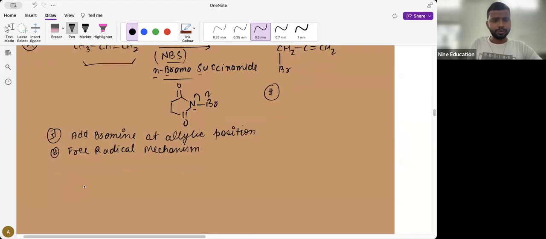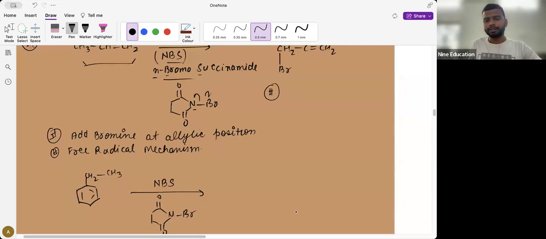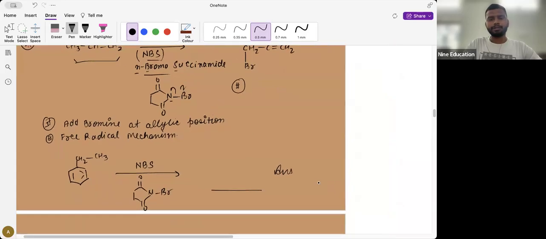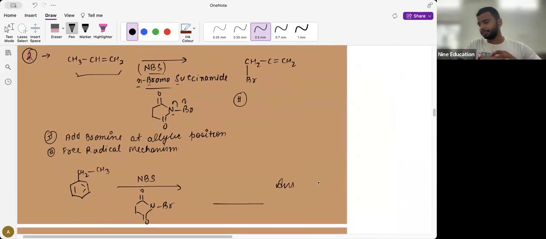One question you have to solve. Let's say we have this benzene ring and we have an ethyl group on the benzene ring. If I put NBS, N-bromosuccinimide, in this reaction, what will be our product? Write the product here. I'm giving you 1 minute, write the product.